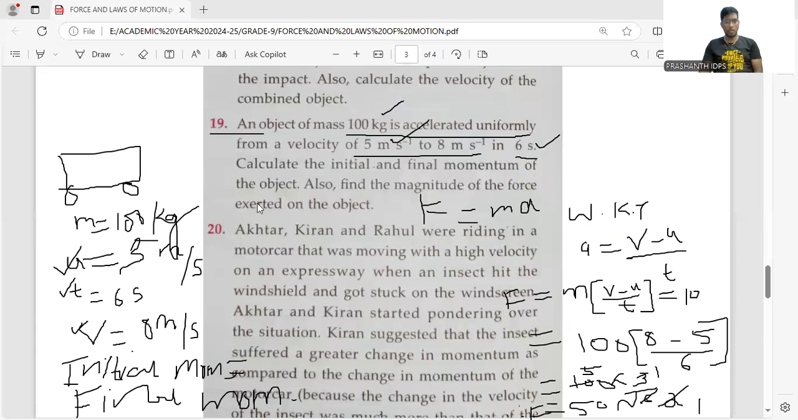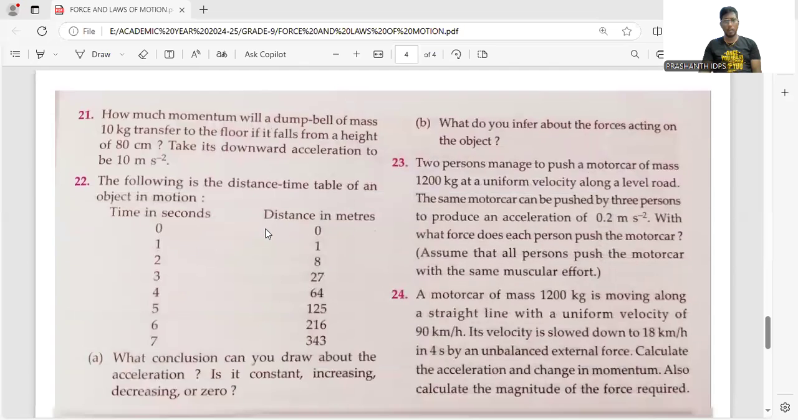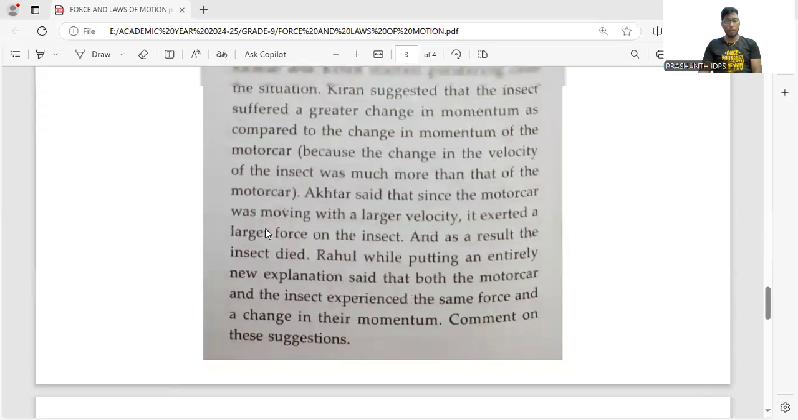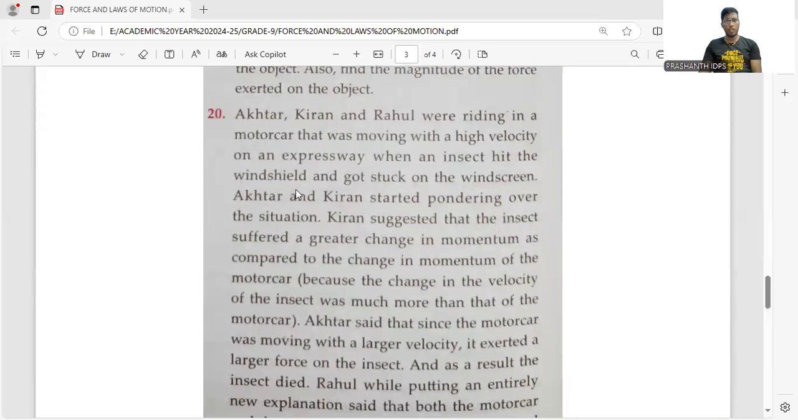Let us see the next question, 20. Again, on another page we have five more questions. Let me read. Akhtar, Kiran, and Rahul were riding in a motor car. So these are the three students. They were riding a motor car that was moving with high velocity on an expressway.